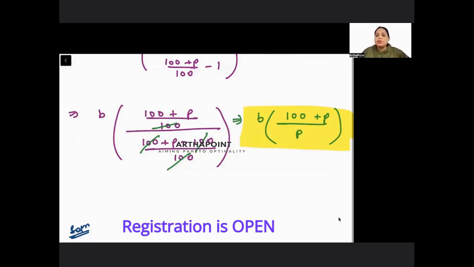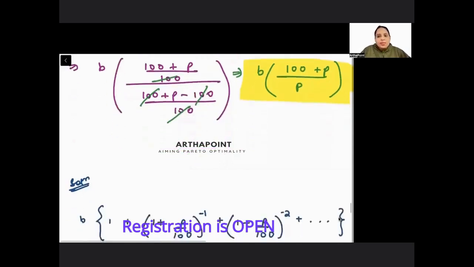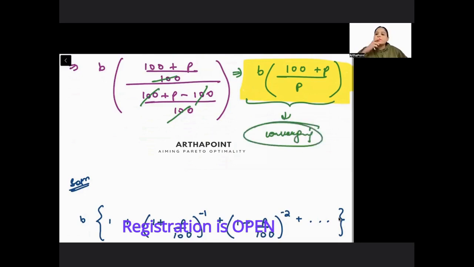अच्छा, now just think about it. This is coming as a finite number. तो यहीं से I have proved that this is definitely converging. It's coming as a finite number, so definitely it is converging. That's one way of doing it.